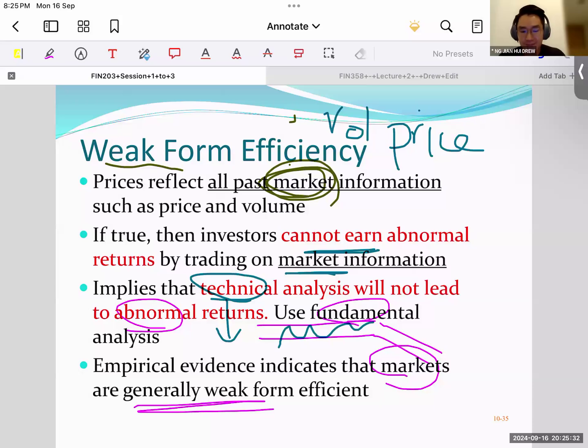Yeah. Yeah. So I see a question, okay, example of what causes abnormal return.